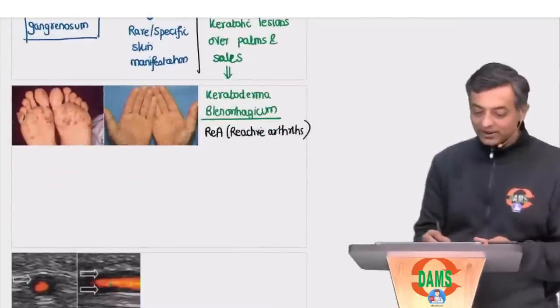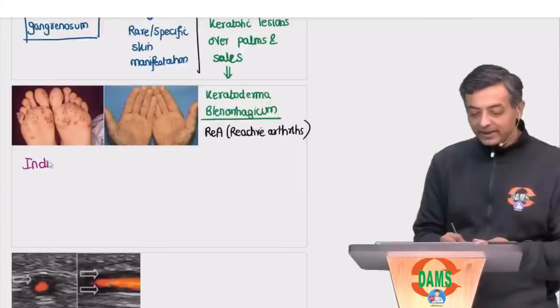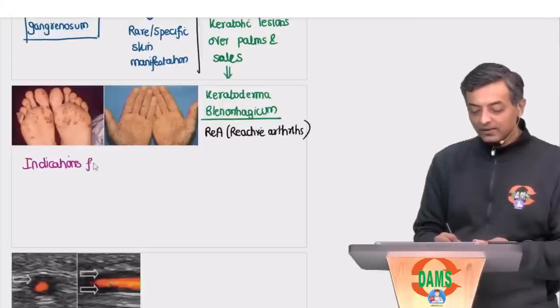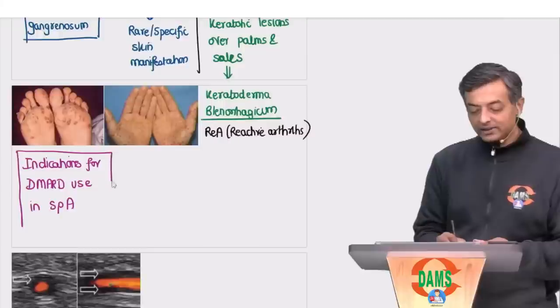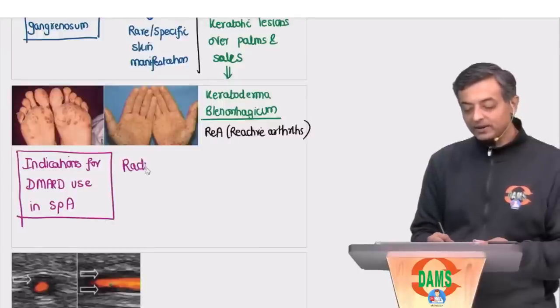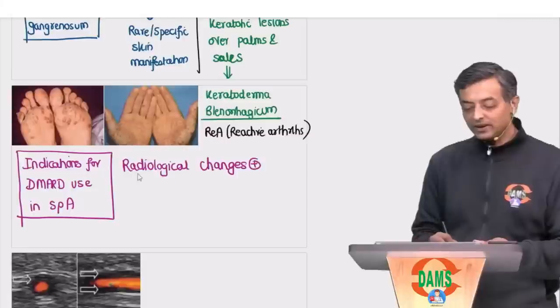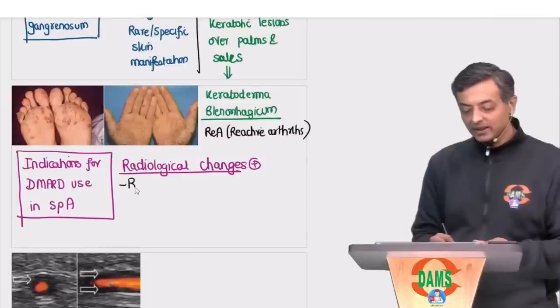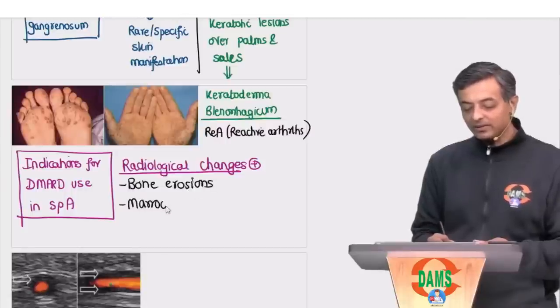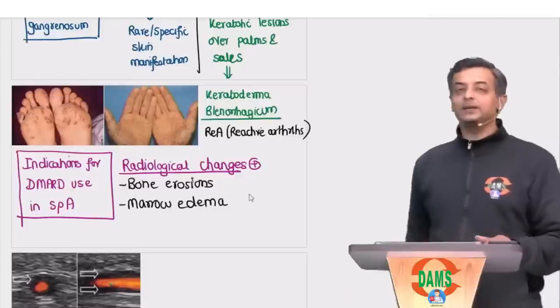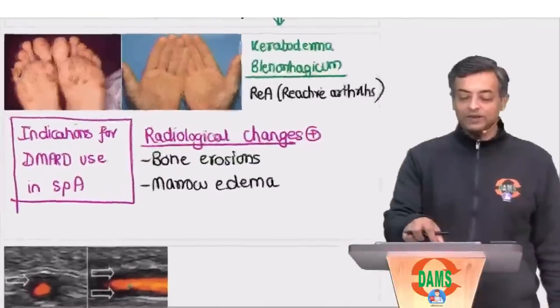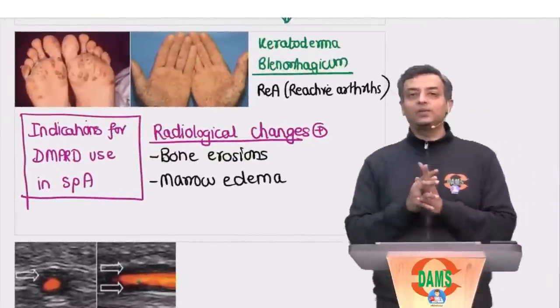What is the favorite question? What is the indication for DMARD use in a patient with spondyloarthropathy? Answer: when the patient has radiological changes present, either bone erosions or marrow edema, then you start the patient on DMARD therapy. MCQ.